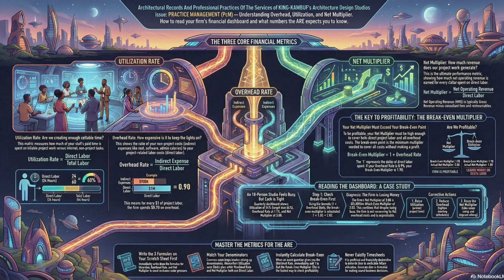Yeah. But here's the key. If you have a high utilization rate, say 75%, but your project's net multiplier is low, say 1.80, when your firm needs 2.00 to break even, that tells you the project is structurally flawed. The fee was too low. The fee was too low, or you're writing off time like crazy.